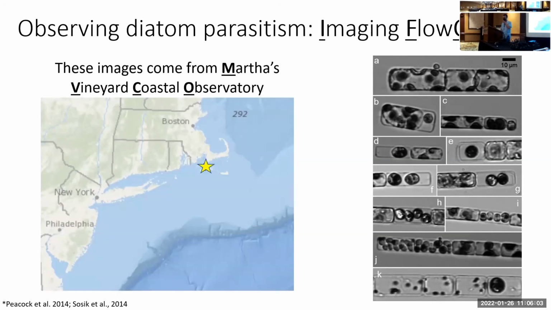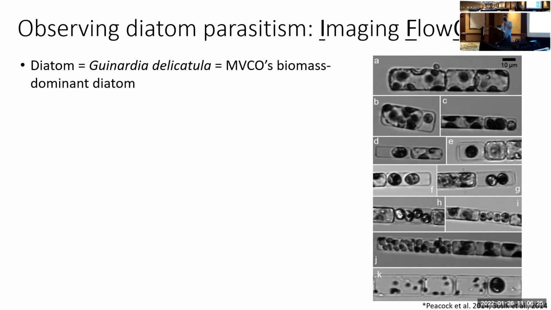These images come from a seminal study at MVCO, which Heidi also introduced. MVCO is shown with the star on the map there. In this study, done by folks in Heidi's group and led by Emily Peacock, they identified the diatom you see in these images based on its morphology as Guinardia delicatula, which is a biomass-dominant diatom at MVCO.